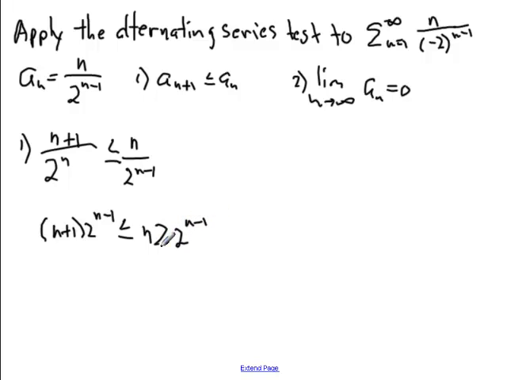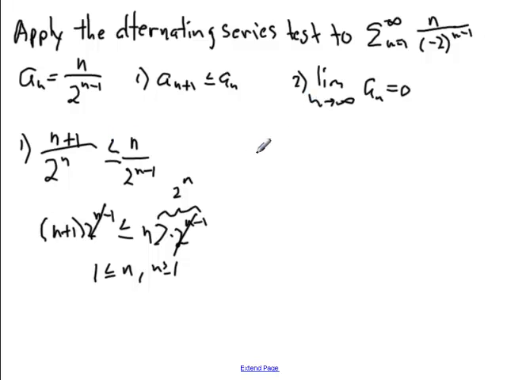The reason why I'm writing 2 to the n this way is because now I'm going to be able to cancel the 2 to the n minus 1 from both sides. And if I subtract n, then I'm going to get 1 less than or equal to n, or n greater than or equal to 1. Since n is greater than or equal to 1, this condition being equivalent to this, proves number 1 is satisfied.